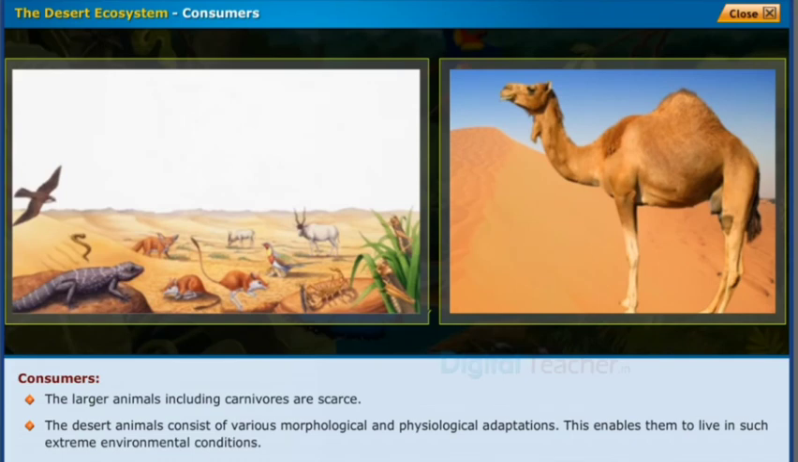The desert animals consist of various morphological and physiological adaptations. This enables them to live in such extreme environmental conditions.